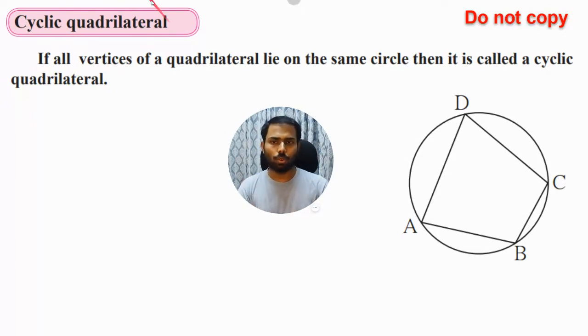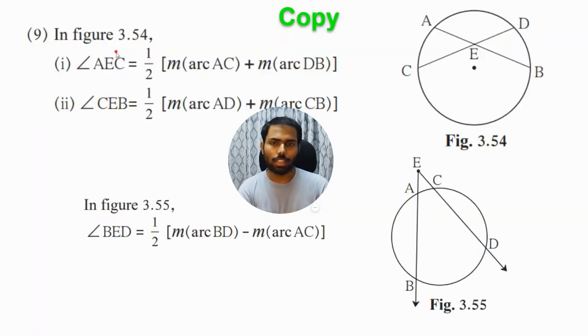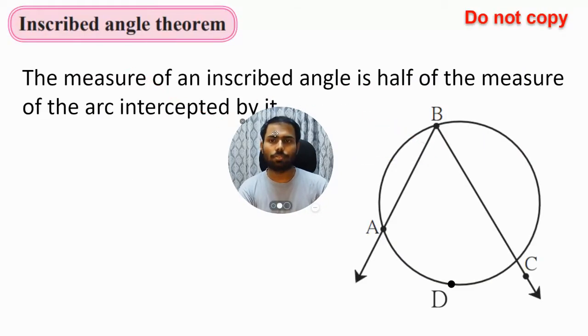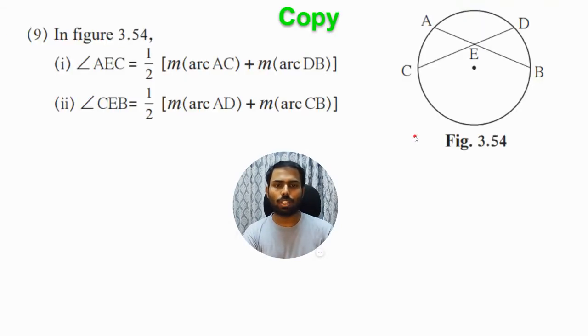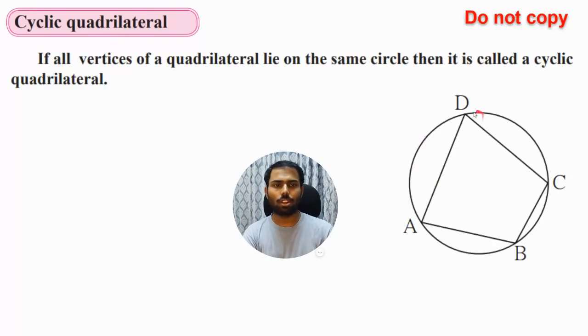Okay, so now we know the meaning of quadrilateral. What is the meaning of vertices of a quadrilateral? The vertices matlab kya? We had seen the vertex of an angle, right? Vertex of an angle kya hai? Corner point, right? Similarly, for quadrilaterals also, a vertex is a corner point. So A is a vertex, D is a vertex, C is a vertex, and B is a vertex. So A, B, C, D, all four are the vertices.